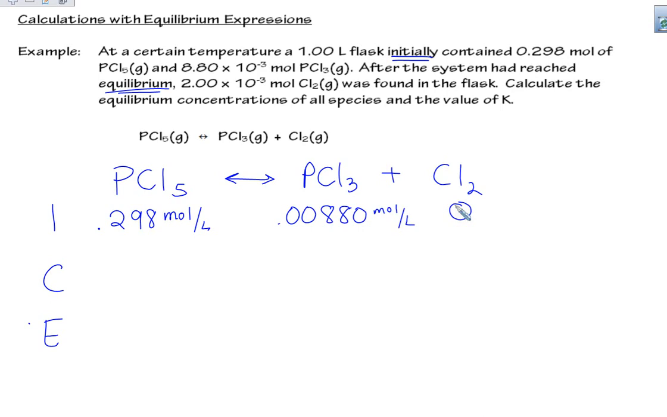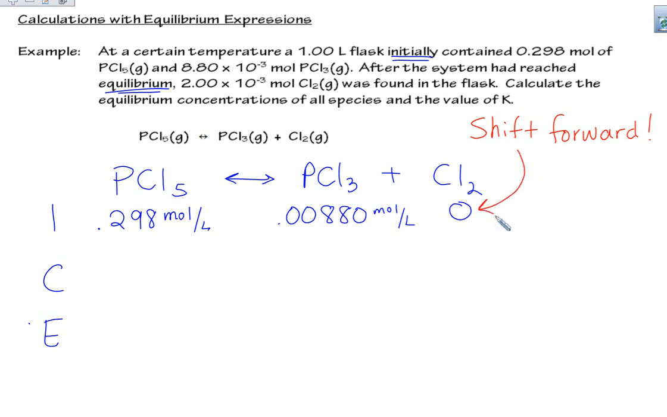C of your ICE table stands for change. We need to know 2 things. In what direction do we shift to reach equilibrium? And by how much? Well, one of those I can answer right away. I know this thing is shifting forward. We have to shift forward. How do I so quickly notice that we need to shift forward?